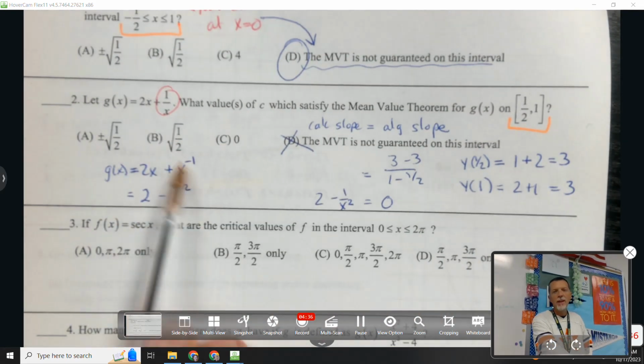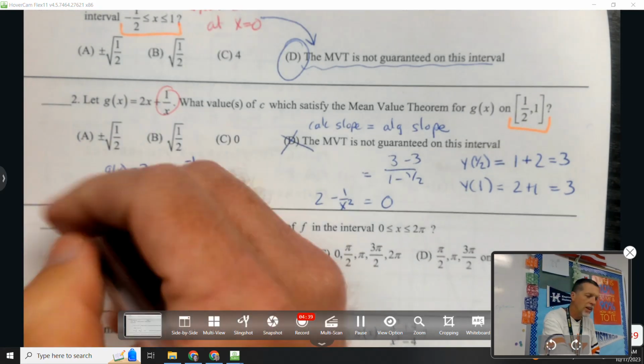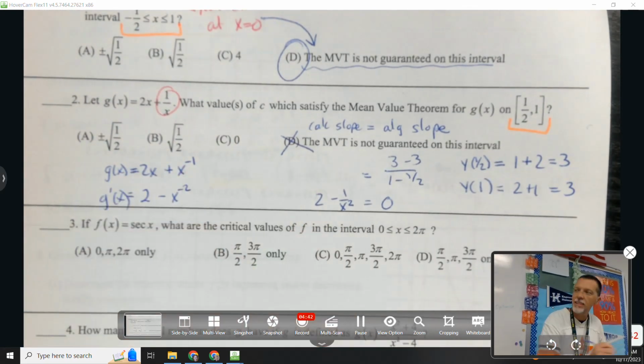So this is sort of bad form here. Wouldn't matter on multiple choice, but you'd be better off labeling things.